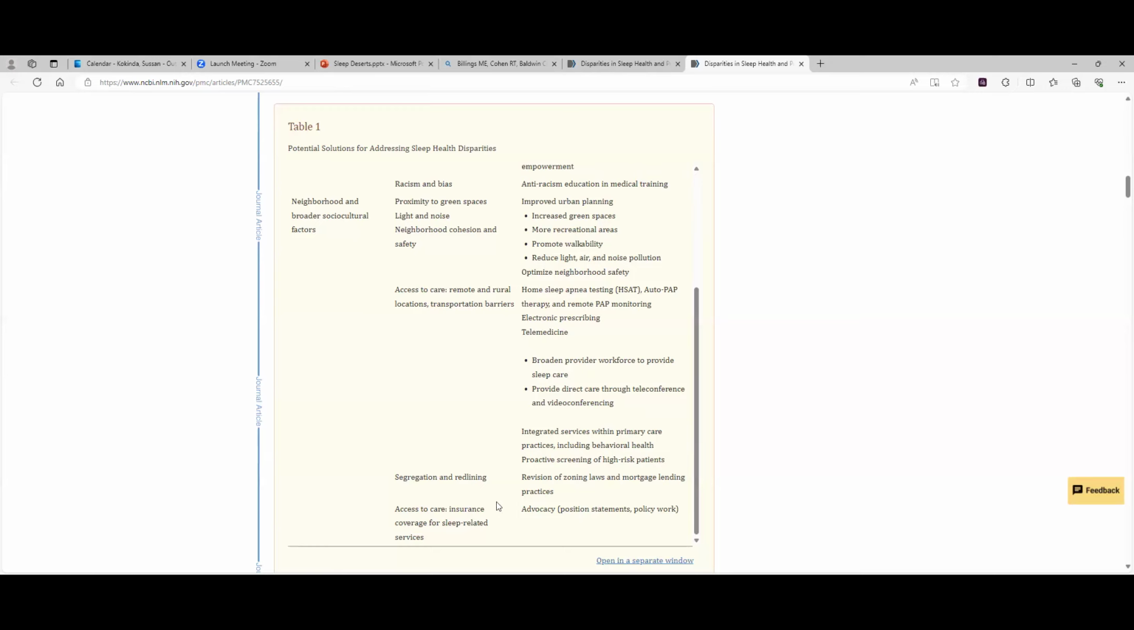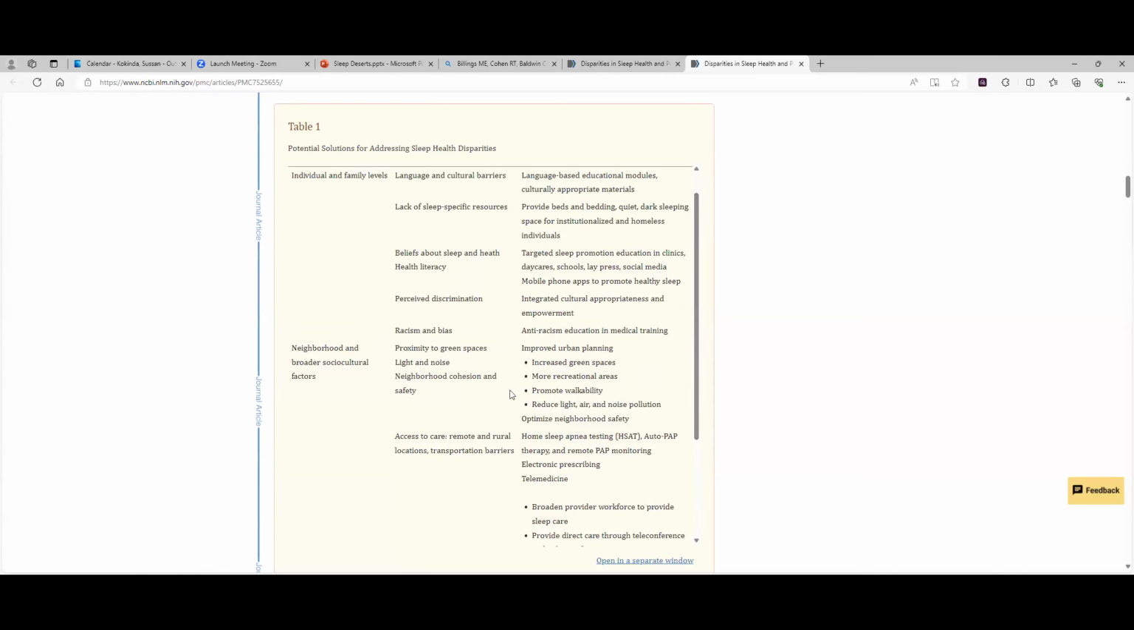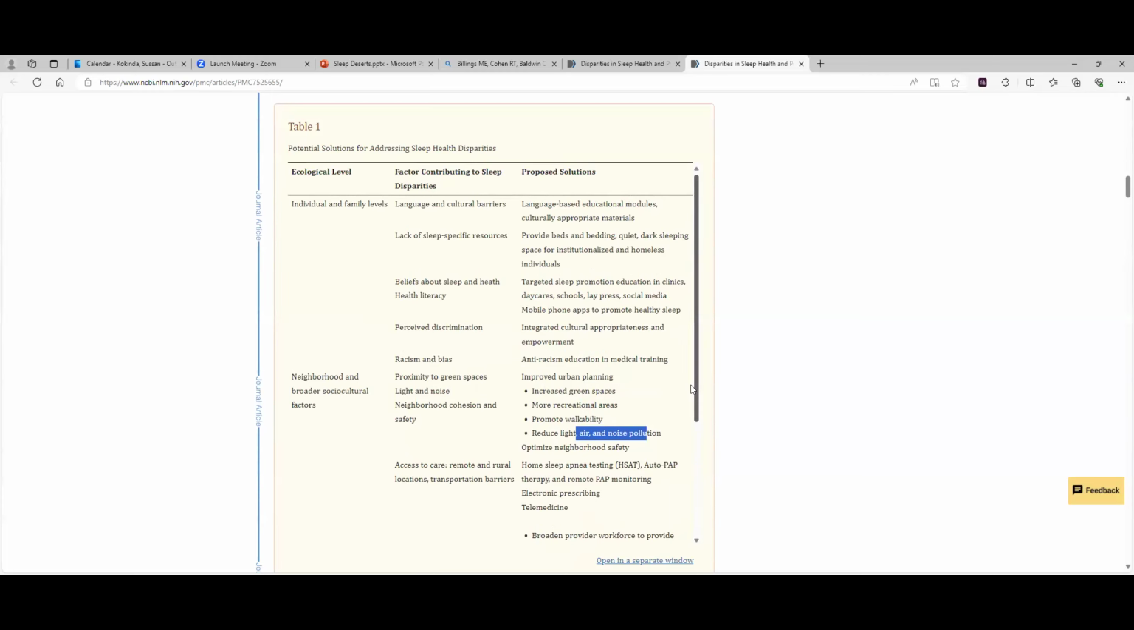Advocacy, as far as access to care, and then a lot of this is urban planning. This is something we as providers are unable to do on an individual level, like improving the environment they live in, with access to more green spaces, more walkability, and reducing noise pollution and air pollution. Optimizing neighborhood safety would also be difficult from our end to do.